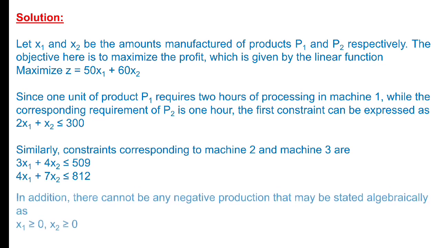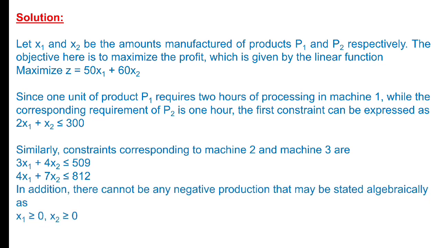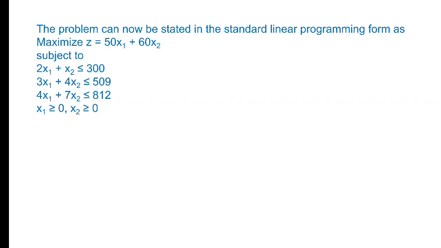Then we can write it in the standard form. There cannot be any negative production, so, as I said earlier, the decision variables x1 and x2 should always be greater than or equal to 0. The problem can be written as maximize z equal to 50x1 plus 60x2 subject to 2x1 plus x2 less than or equal to 300, 3x1 plus 4x2 less than or equal to 509, 4x1 plus 7x2 less than or equal to 812. Don't forget, decision variables always greater than or equal to 0. We need to write x1 greater than or equal to 0, x2 greater than or equal to 0.